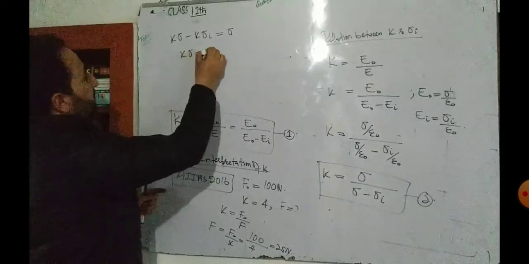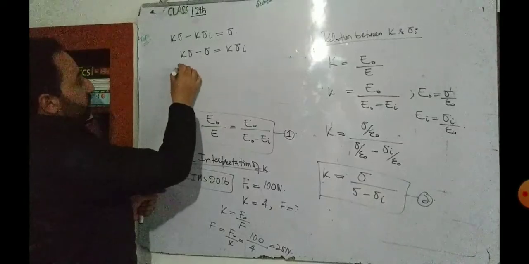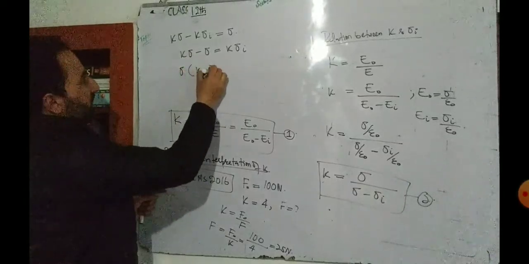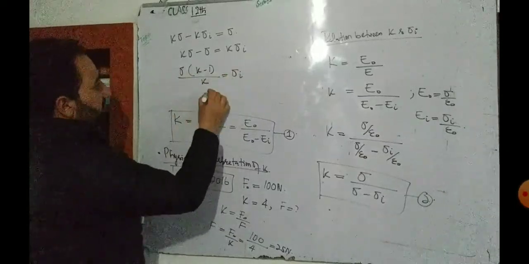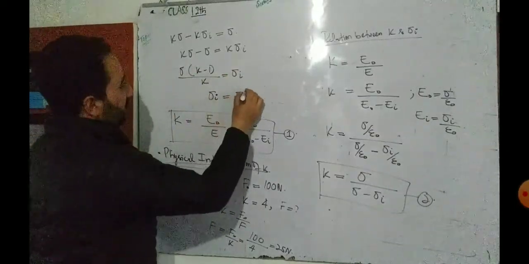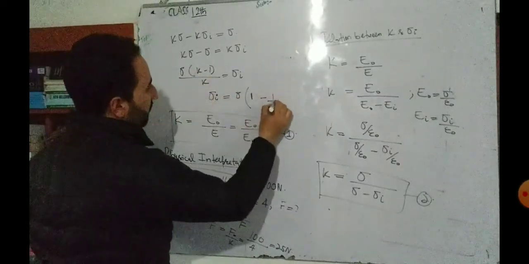k sigma minus sigma is equal to k into sigma I. Take sigma common, so sigma into (k minus 1) divided by k is equal to sigma I. So finally I will write down like this: sigma I is equal to sigma multiplied by (1 minus 1 by k), that is, 1 minus 1 by k.